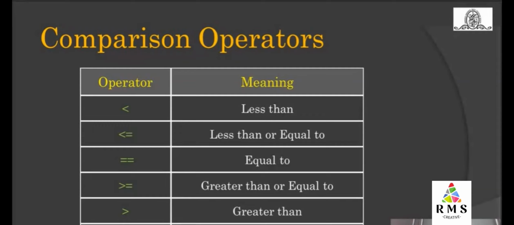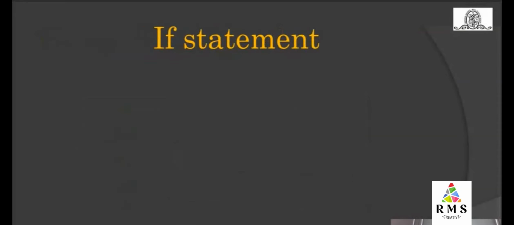because single equal to is used for assignment. If we write x is equal to 5, then 5 will be assigned to x, right? Over here we want to compare. If x is equal to 5, then do this. So this comparison will be performed using the double equal to sign. Also, the not equal operator is there. We can use it also.